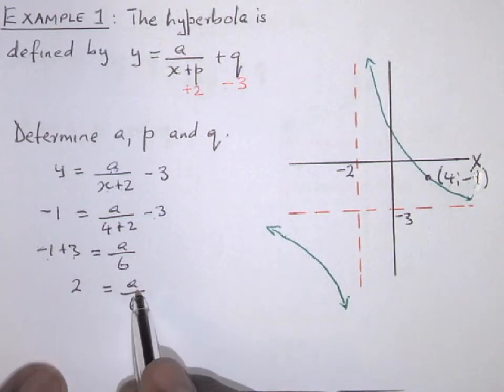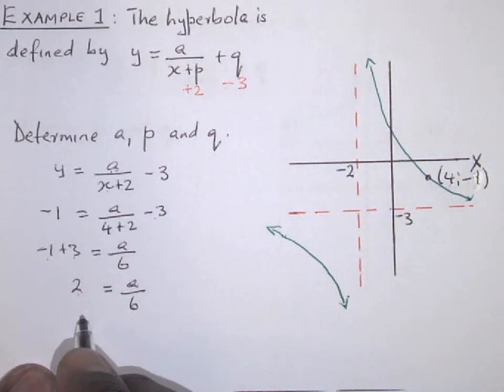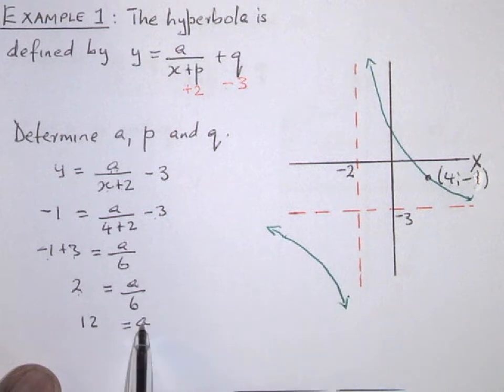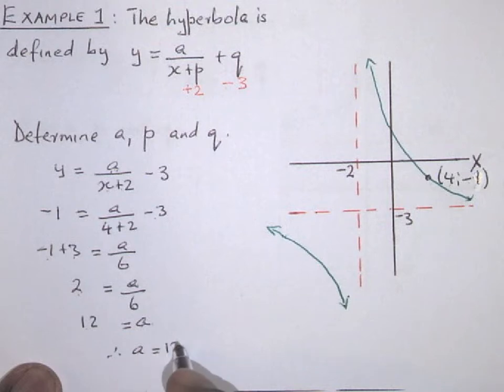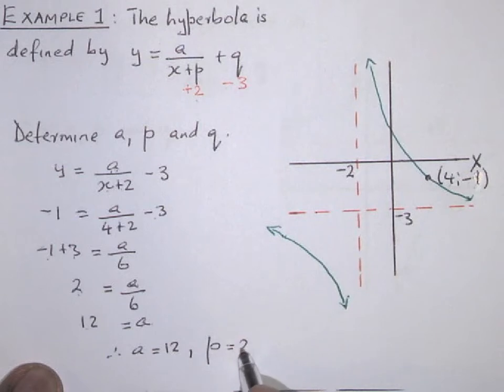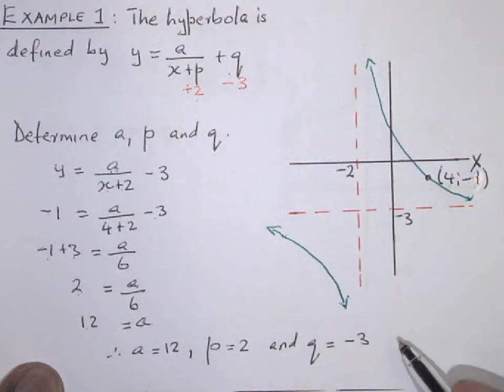So to solve for a, I'll cross multiply. So 6 times 2 gives us 12. So this gives us an a value. Now we know that a is 12, so we can answer the question. Therefore a is 12. What is p? We said p was plus 2. And what is q? We say q is equal to minus 3.